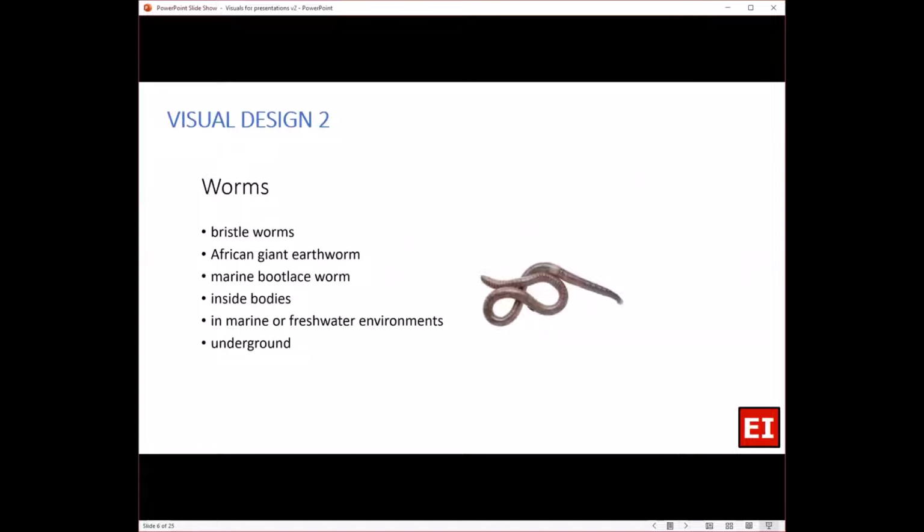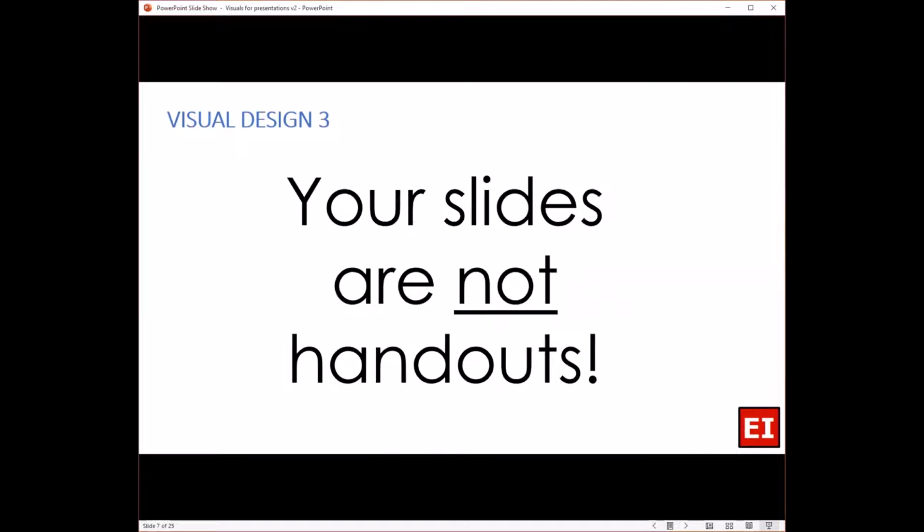So this slide, which just structures what you're going to say, you're going to say something about bristleworms and then say something about the African giant earthworm and marine bootlace worms. You're going to say something about these, and the bullet points here help the audience know the sequence of what you're going to talk about. So they're ready to hear something about bristleworms, and you're going to talk about how long they are, for example. So they have to listen to you to get the information, not read it and ignore what you're going to say. So this slide design is much better. Remember, your slides are not handouts. So don't have slides which are full of text.